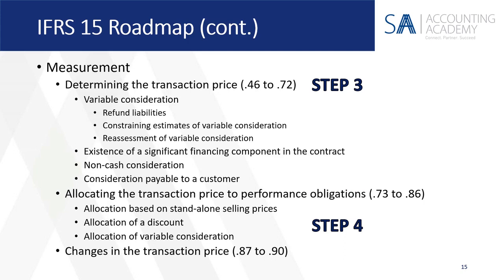On the next slide, then we look at measurement of revenue transactions. And remember, determining the transaction price. Now we're back to step 3. And determining the transaction price, obviously, there are 4 main areas that have to be very carefully considered. Firstly, variable consideration, and then the existence of a significant financing component in the contract, what happens when we have non-cash consideration and consideration that is payable to a customer.